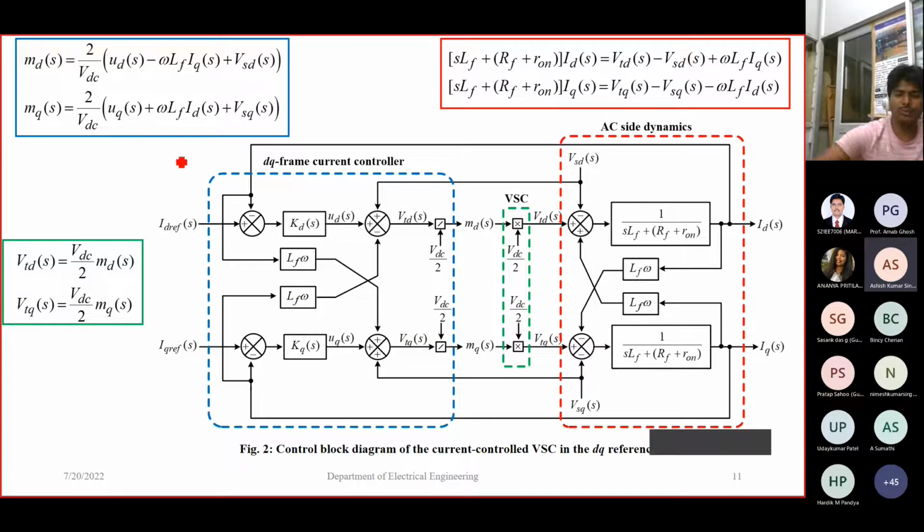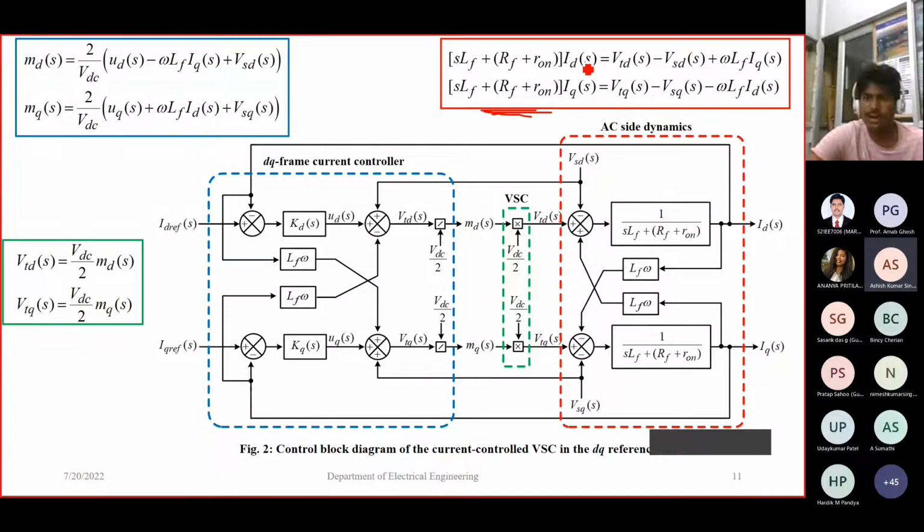Here in figure 2, we can understand the control block diagram of the current controlled voltage source converter in the DQ reference frame. First, I applied KVL across node 1. From that we can get this equation. Now you can see how I implemented these equations.